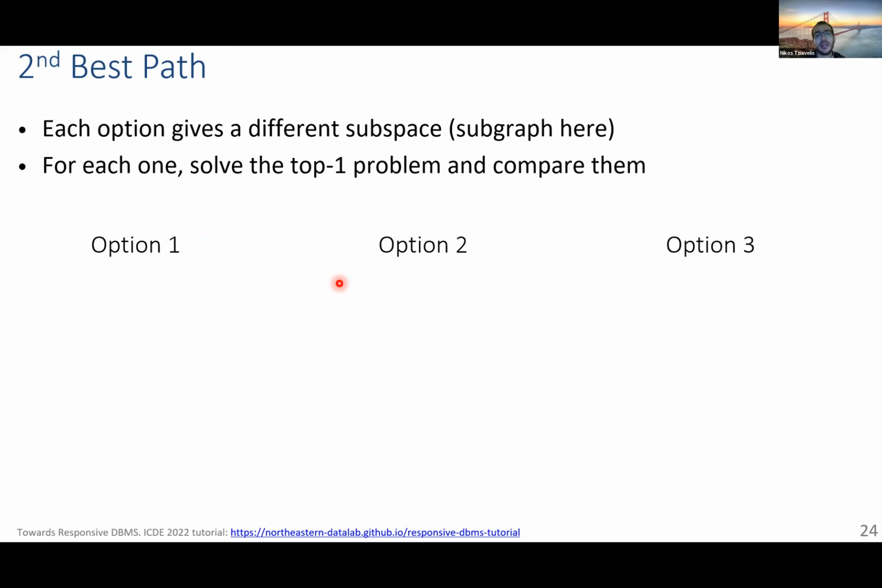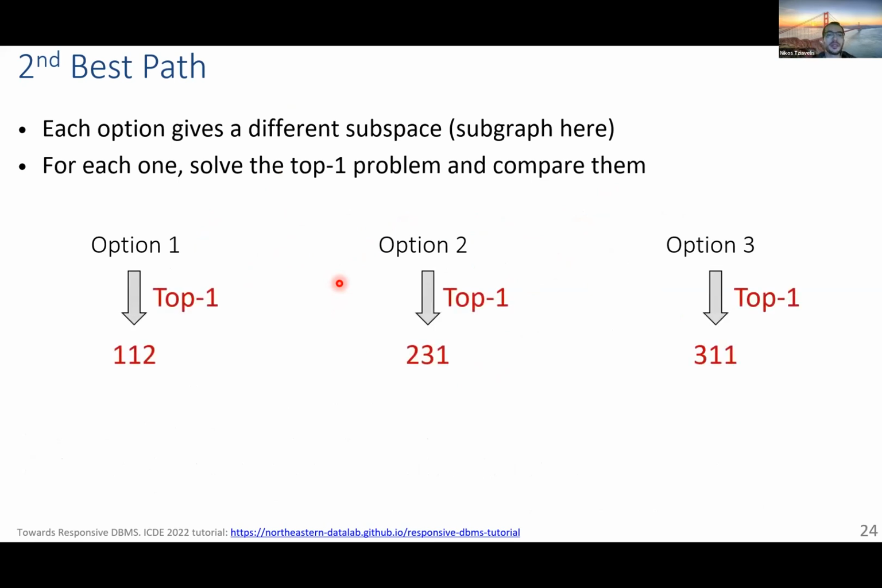So basically, we have these three options, and each option is a different subspace. The Lawler-Murty procedure says solve each one. To solve it, we solve the top one problem, which we already know how to do, and we find the weight of the best one. So to find the second best one, we compare them and we find the winner. The only thing that's left is basically how to compute this top one here.